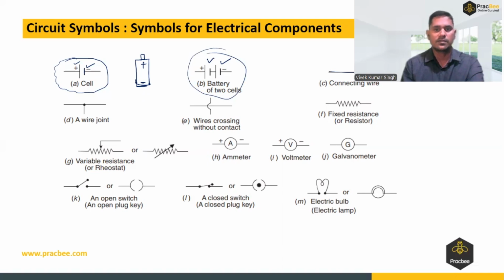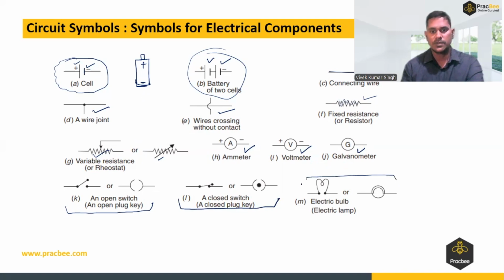A straight line is a connecting wire. This zigzag line is a resistor, and this is the symbolic representation for crossing wire. This is a wire joint. This is a variable resistor or rheostat. Ammeter is represented like this, voltmeter with a circle inside capital V, and galvanometer with a circle inside capital G. These are the symbols for an open switch or open key, and this is the symbol for a closed switch or closed key. And this is how the bulb is represented.